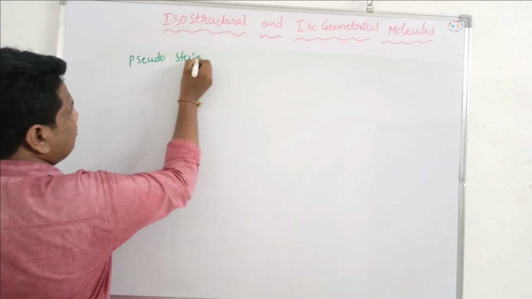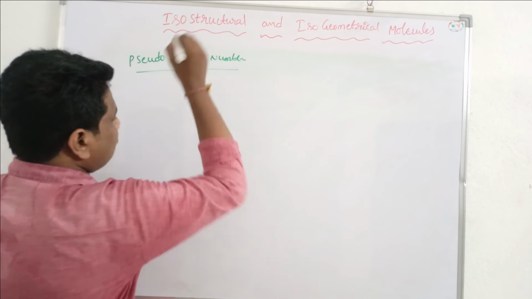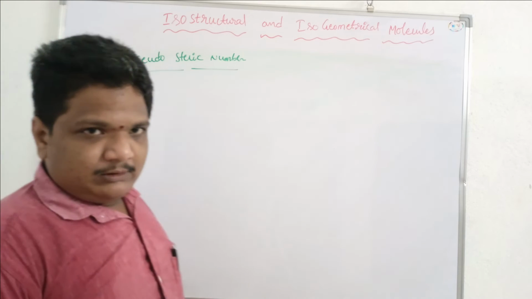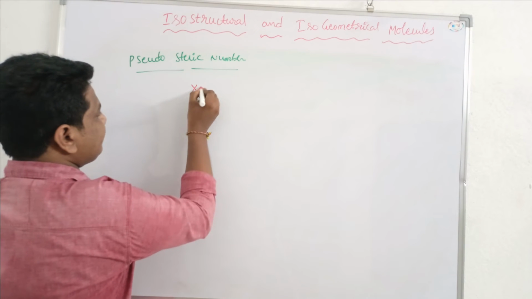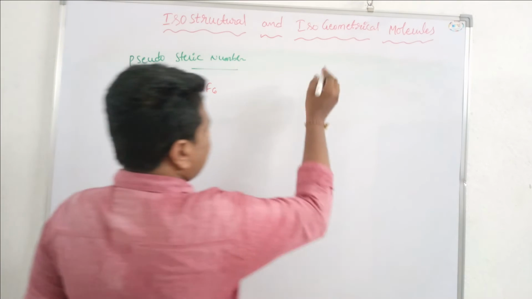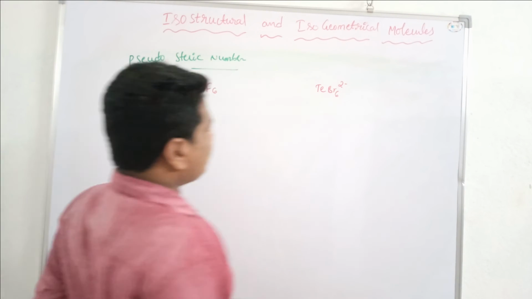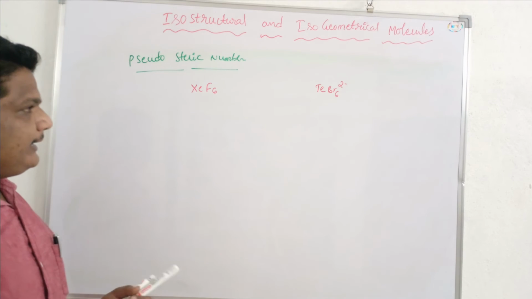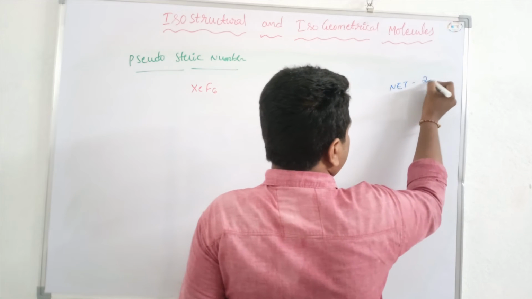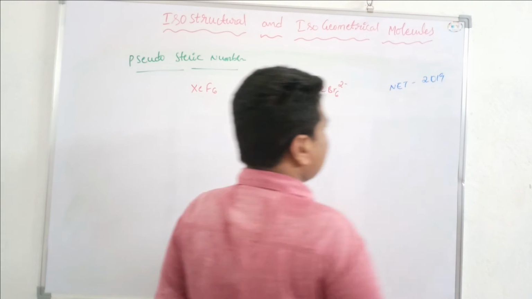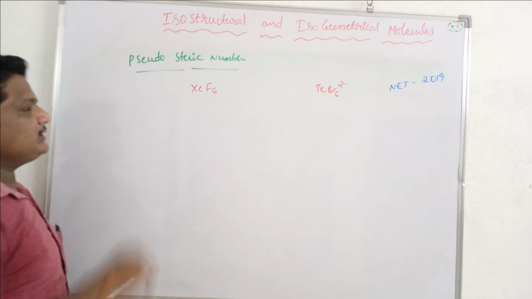Now let us see the next one, that is the pseudo-steric number. So what is meant by pseudo-steric number? Let us consider the molecules XeF6 and TeBr6 2 minus. Based on these two molecules, they asked a question in CSIR NET 2019, based on this pseudo-steric number.